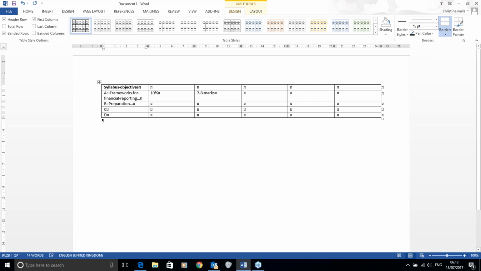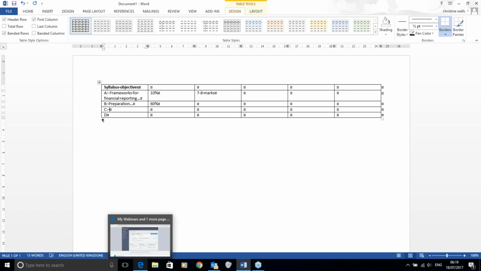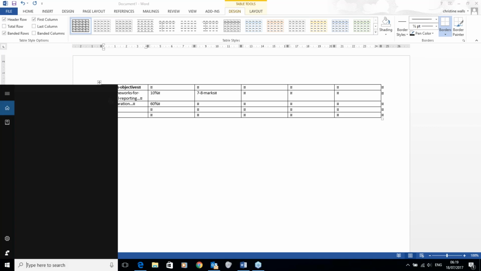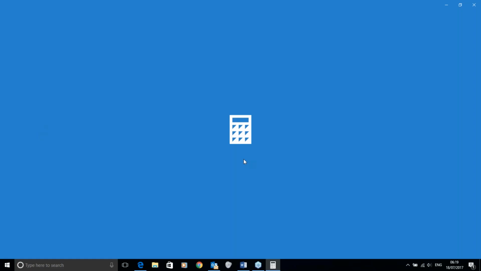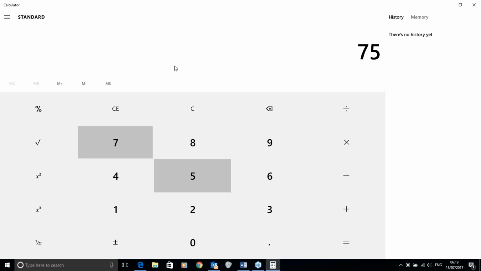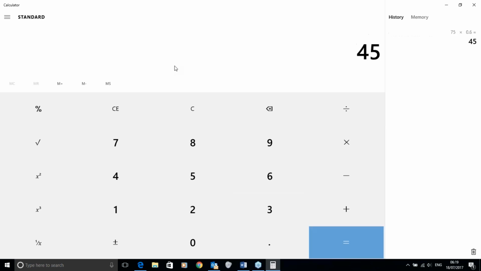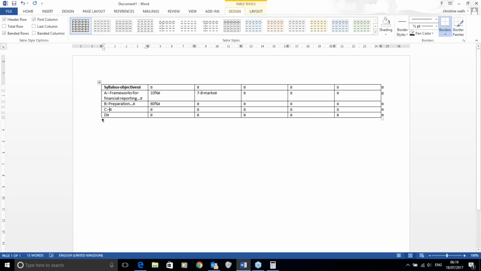Then we've got preparation of the financial statements. That's the big 60% element of the paper. That is worth, excuse me, just quickly totting up what that's worth. Those of you that know my teaching will also know that I'm not very good at mental arithmetic, let alone at 6 o'clock in the morning. So that's 45 marks.